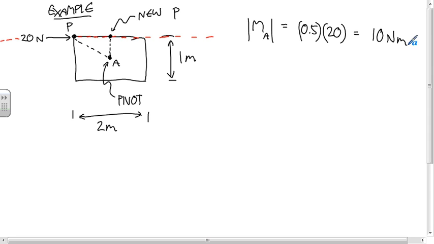And then what direction of rotation would that force cause? A clockwise or a counterclockwise rotation? Yep, it would cause a clockwise rotation. So MA is equal to negative 10 Newton meters.